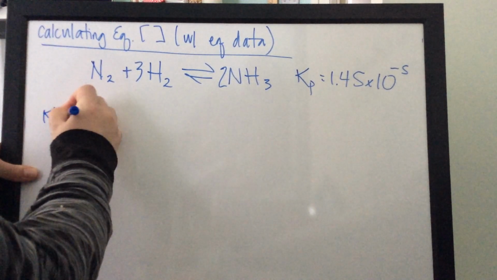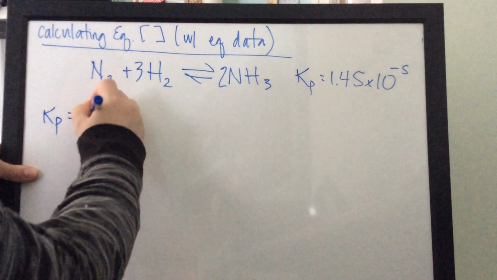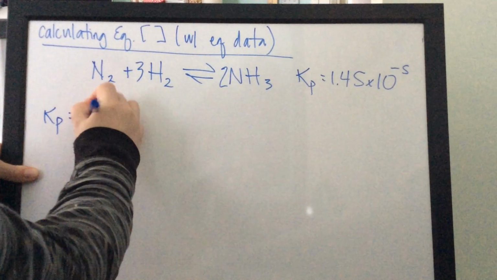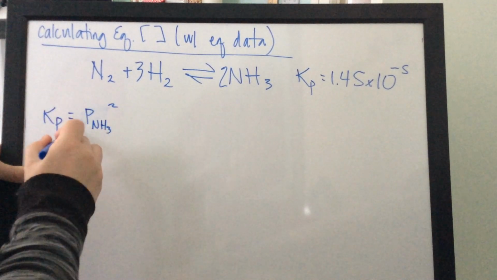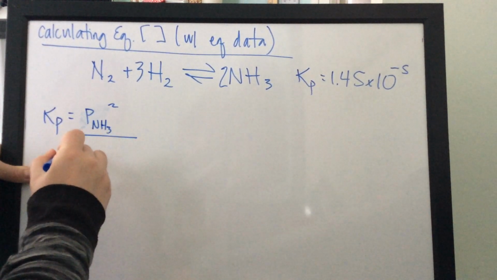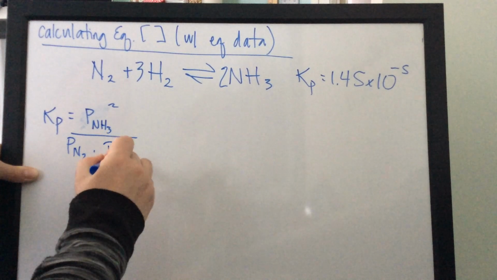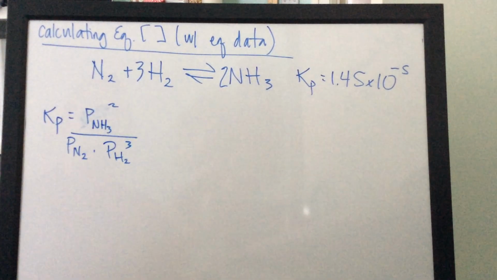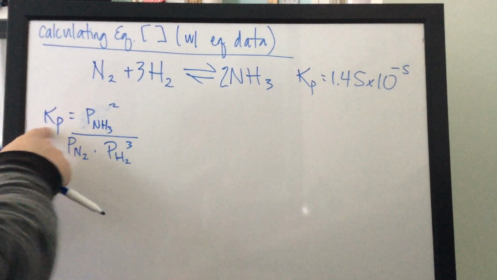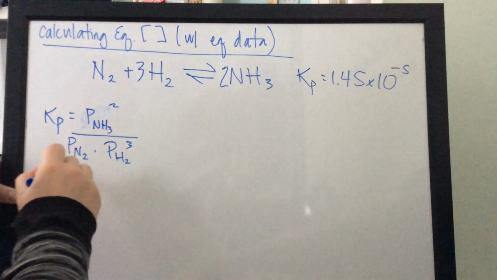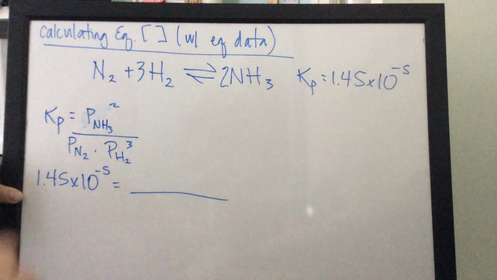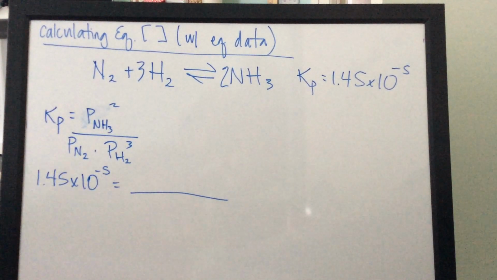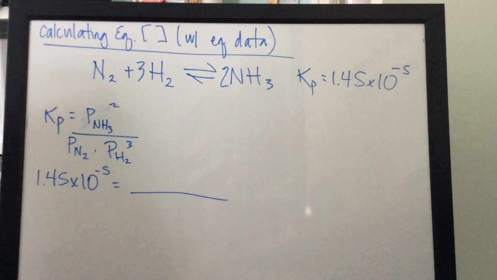I'm going to write my Kp expression. Remember, it's not concentrations. In this case, it's partial pressure. So the partial pressure of the ammonia squared over the partial pressure of the N2 times the partial pressure of the H2 cubed. Keeping in mind, I know what Kp is. It's right there. It's 1.45 times 10 to the negative fifth. They told me what that value was. I know the partial pressure of the nitrogen. That was also given to me in this problem.